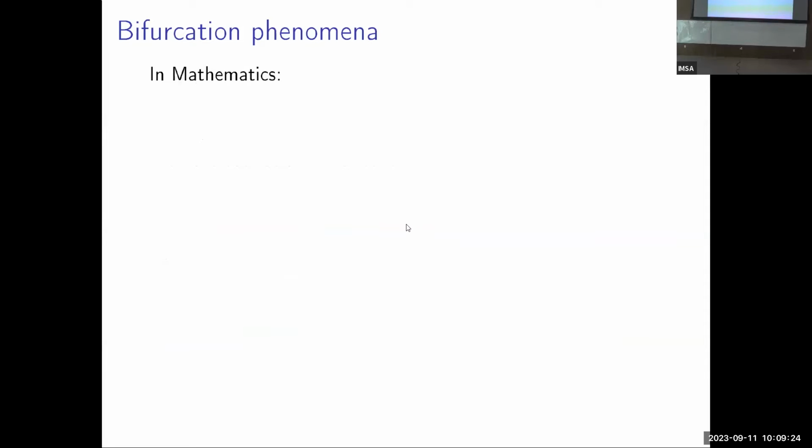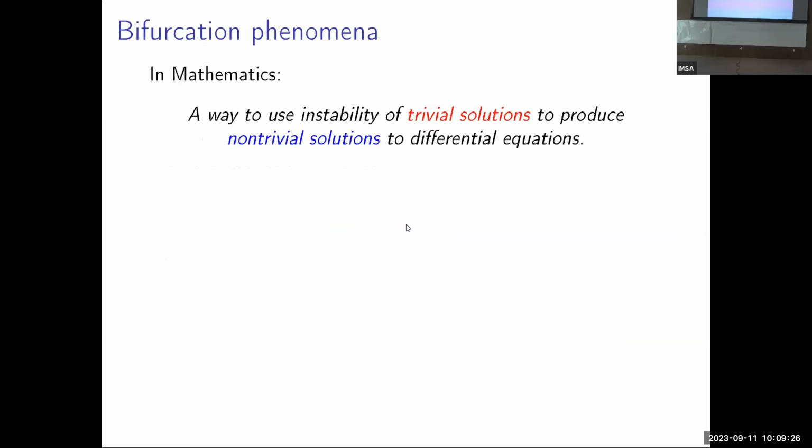So let's put things in mathematical terms. The way I look at bifurcation is a way to use instability. You have some trivial solution, some dynamical system. And then at some point, you add energy, you produce instability and create non-trivial solutions. So that's the way we formalize this problem.